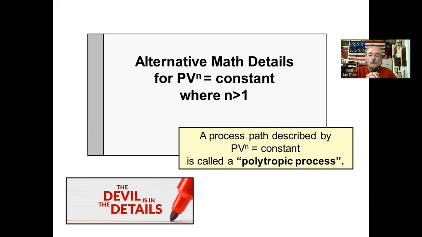Well, I want to go through some alternative math details for this style of problem, PV to the n equals constant process where n is greater than 1. So PV to the 1.3 is constant. But I want to generalize it to just n greater than 1. I'm looking ahead one chapter, into chapter 3, by the way. We call this type of process a polytropic process. This aligns with some professors that cover this right now. PV to the n equals constant is called a polytropic process.